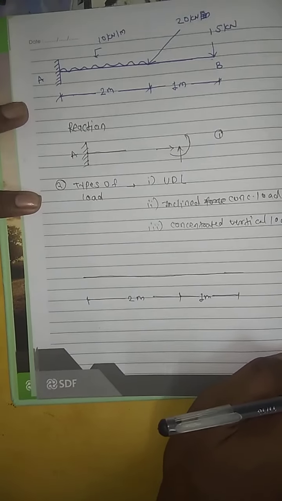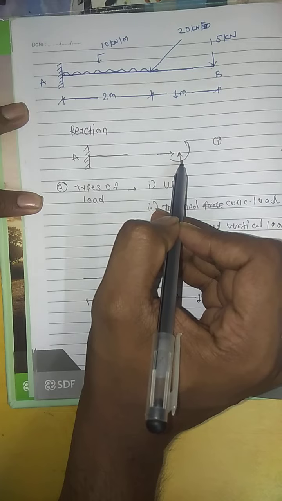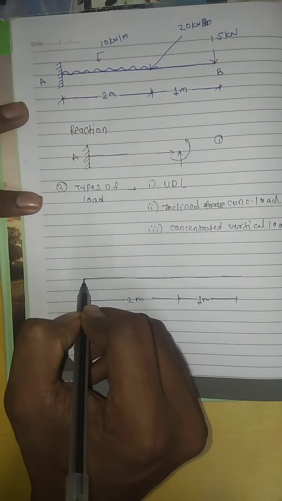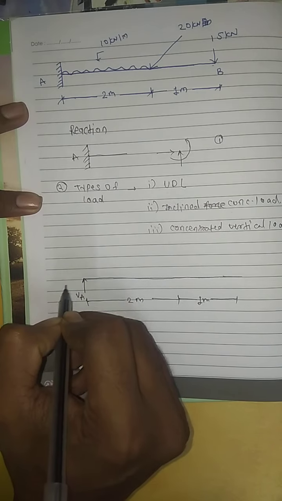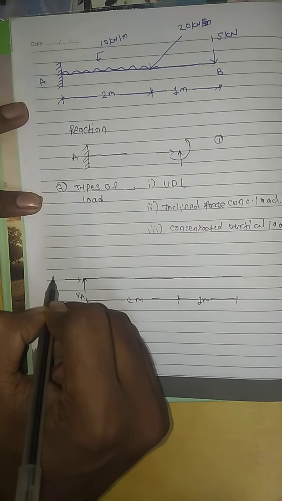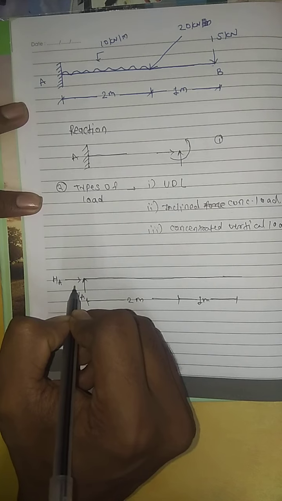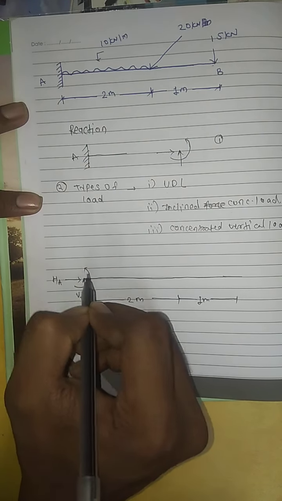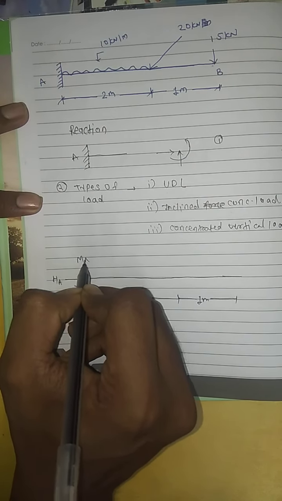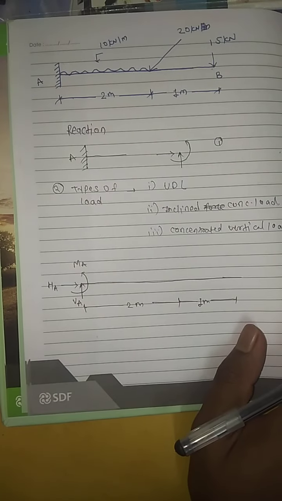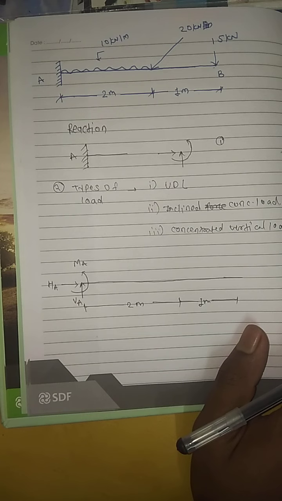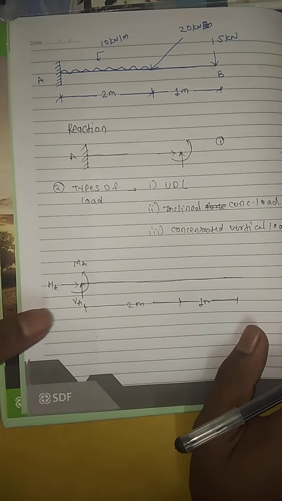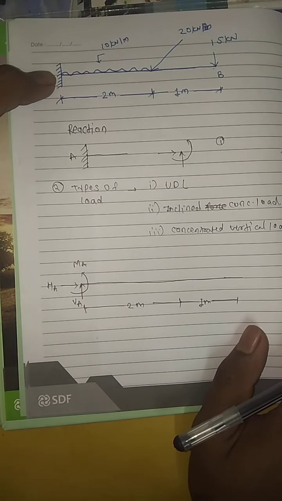Now if you see carefully, here there is a fixed support. So for fixed support there are three reactions. First is the vertical reaction VA, horizontal is HA, and there will be one moment called MA. Direction you can assume upward, downward. For horizontal, right side, left side, you can assume anything, no problem. Now we have shown the free body diagram of the support.